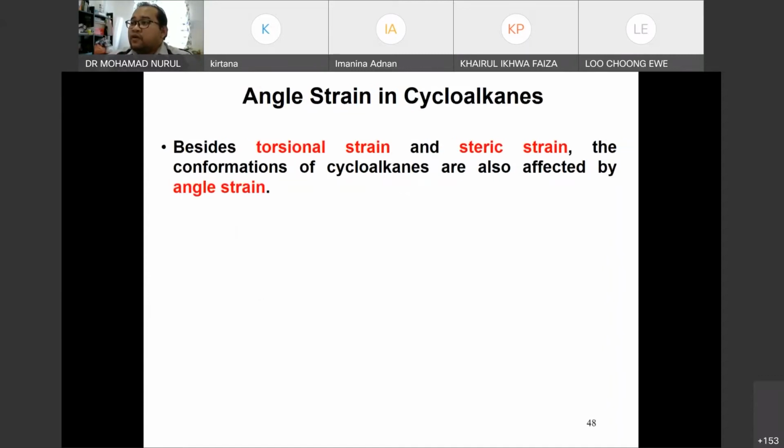So angle strain in cycloalkanes: beside torsional strain and steric strain, the conformation of cycloalkanes is also affected by angle strain. Okay, I will give you a few examples for the cycloalkanes, and we will try to discuss tomorrow.